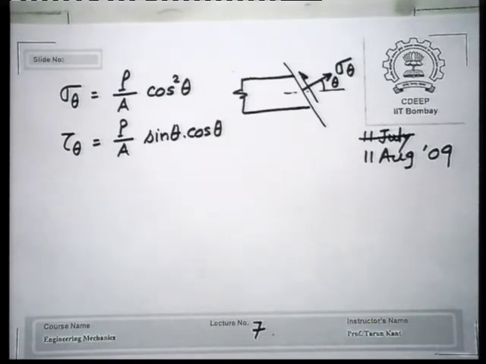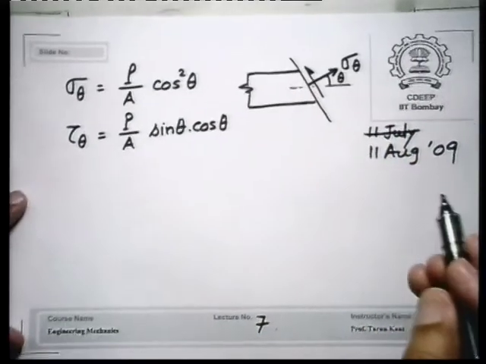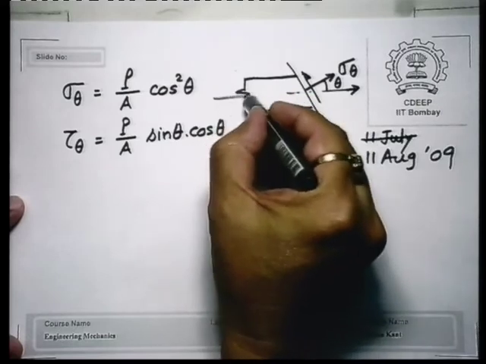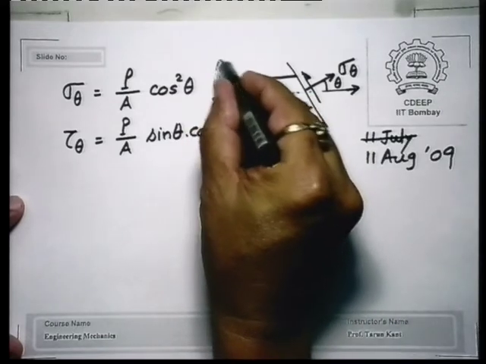Let me just recapitulate what I did in the end yesterday. One is we derived the expressions for normal stress and shear stress on a plane that is making an angle theta with respect to the x axis. So, it is a cut section, we have cut this, load P is here.